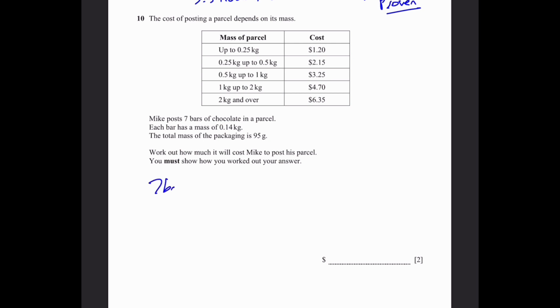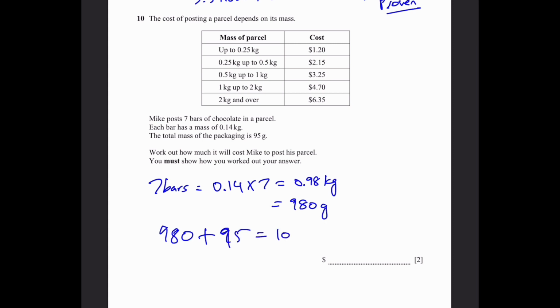So 7 bars, the mass will be equal to 0.14 into 7, 0.98 kilograms, 980 grams. So now the mass of the packaging is 95 grams. So 980 plus 95, that'll be equal to 1075 grams, which is equal to 1.075 kilograms. This comes inside this range, 1 kg up to 2 kg, right? Because greater than 1 kg and less than 2 kg. So he'll have to pay $4.70. That's the answer.